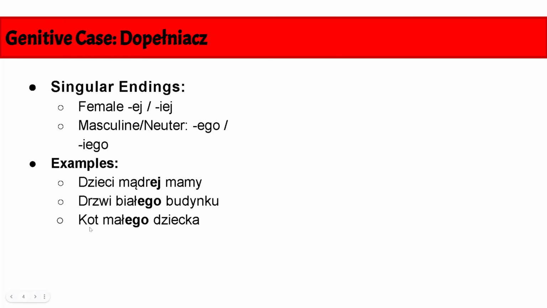Next one, kot małego dziecka. Same thing applies. Dziecko is a neuter noun. Dziecka is the genitive of dziecko, so we keep that as it is. We don't touch it now. Małego is the genitive form of mały, because we have to match it up once again to the gender of the noun. And because dziecko is a neuter noun, we must add the ending EGO. So we have małego, the cat of the small child.